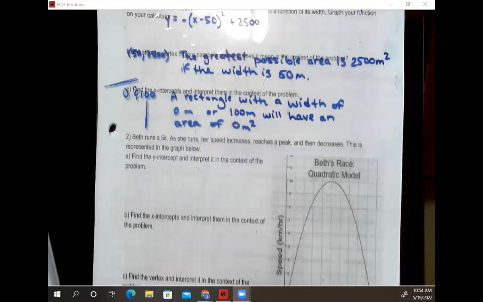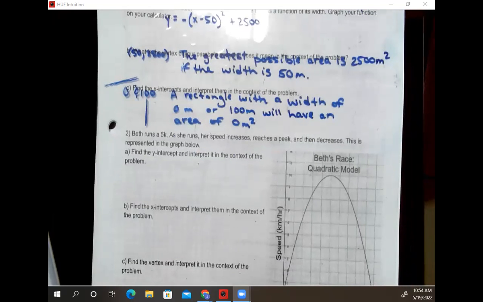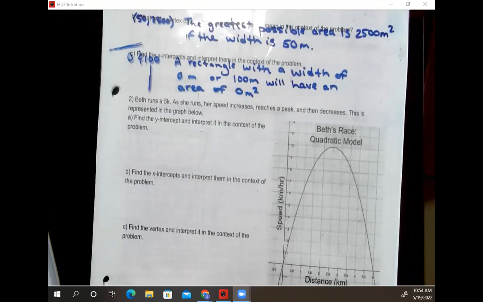Okay, number 2. Beth runs a 5K. As she runs, her speed increases, reaches a peak, and then decreases. This is represented in the graph below. Find and interpret the y-intercept in the context of the problem. Remember, when we're interpreting points, no matter what the particular point is, I want to make sure I include information about both the x and the y at that particular spot.